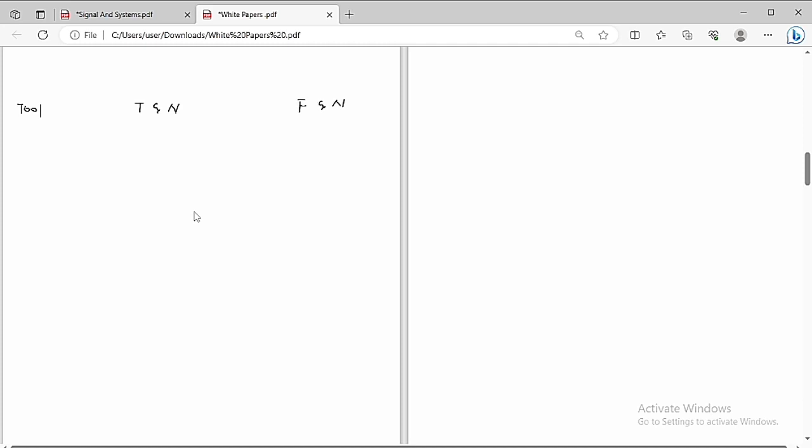The first tool is the continuous time Fourier series. What is the meaning of this? It is applicable to continuous time and periodic signals. Very simple, right? The continuous time Fourier series is applicable to all continuous time signals which are periodic in nature. Then in the frequency domain, for the continuous time Fourier series, we are going to give the Fourier series coefficients, using the complex exponential form, where the sum is from minus infinity to plus infinity.